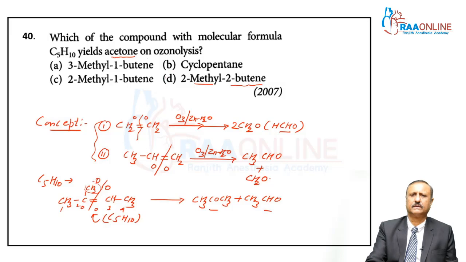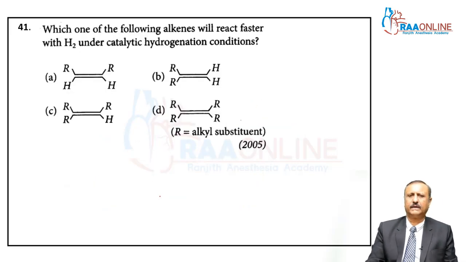This is my answer: question number 40, the answer is D, and this question was also asked in 2007 NEET. Now my dear students, we can see question number 41. Which one of the following alkenes will react faster with hydrogen under catalytic hydrogenation?